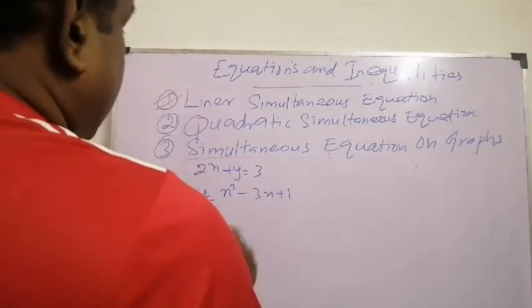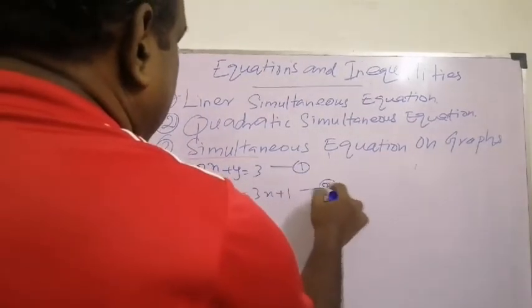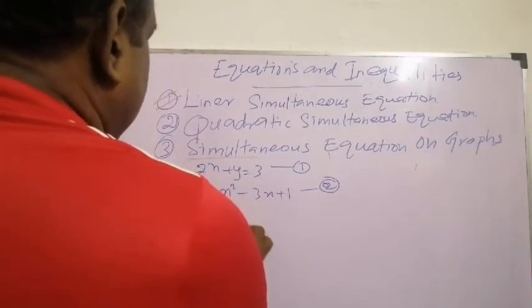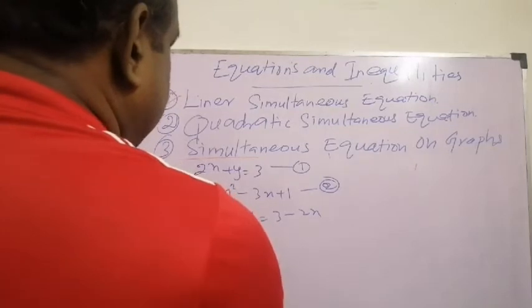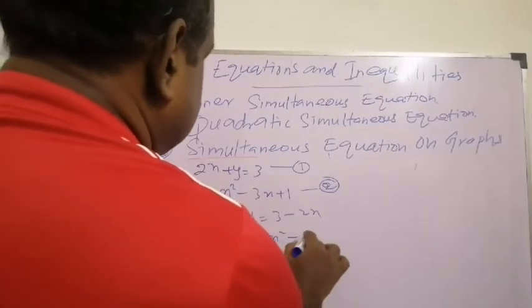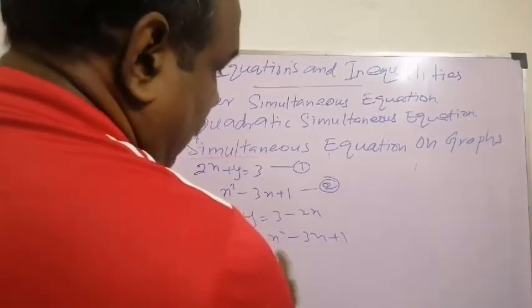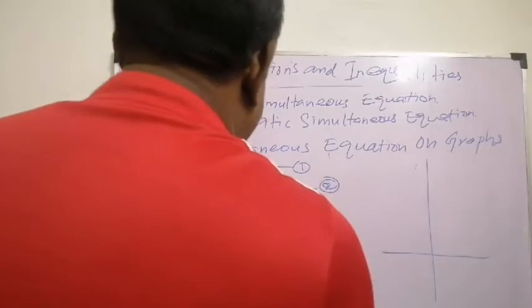Then where are these two? This is y and this is y from the first equation and the second equation. From the first equation, what you will do, y is equal to 3 minus 2x. Then that goes and substitutes into the second equation. Y is going to be x squared minus 3x plus 1. So then you will draw the graph for this one. So it comes something like this.